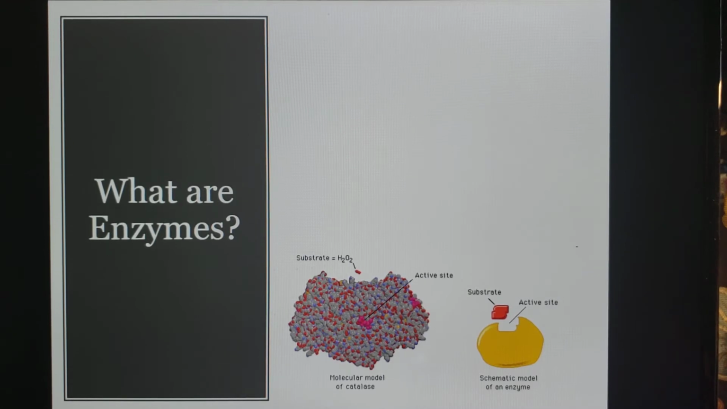we have things called enzymes. This would be a model of a catalase, which is a catalytic molecule inside your body, and the active site would be the middle of it, but it's got things around the edges that do stuff. The substrate is going to be the hydrogen peroxide. The substrate is what lands up on the enzyme.